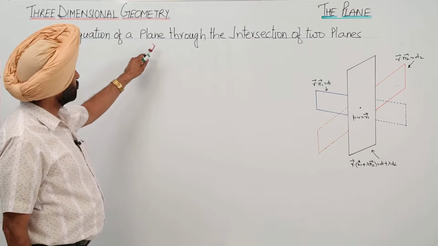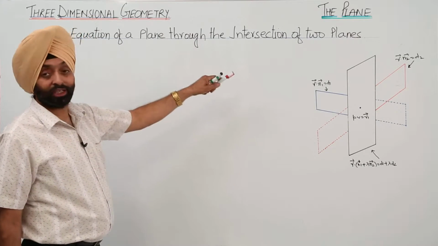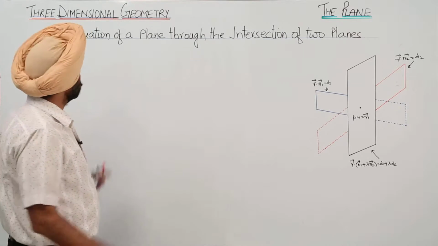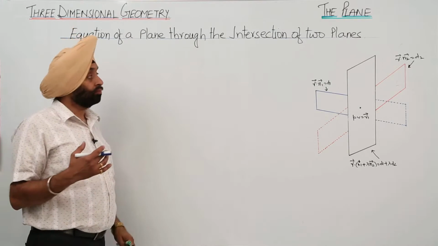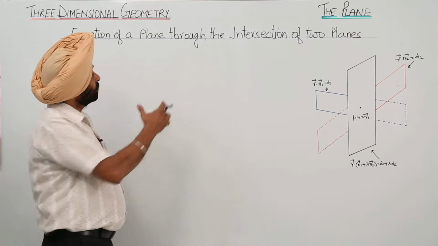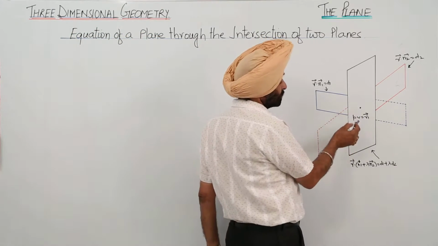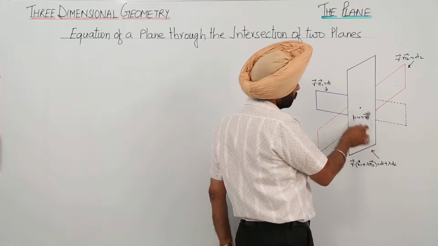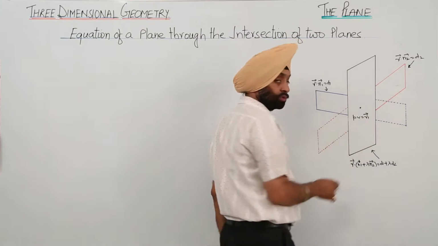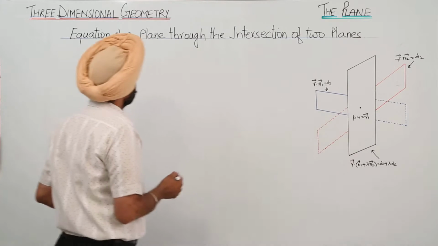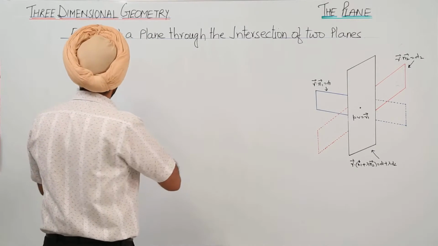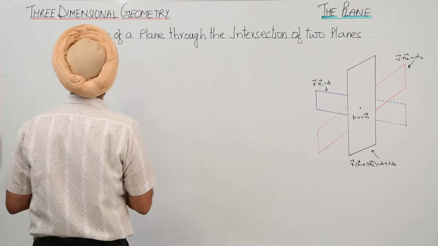Equation of a plane through the intersection of two planes. Now what is the formula for the equation of the plane through the intersection of two planes? I have just drawn a plane and the intersection of two other planes. Okay, so first of all let's move with the vector form.